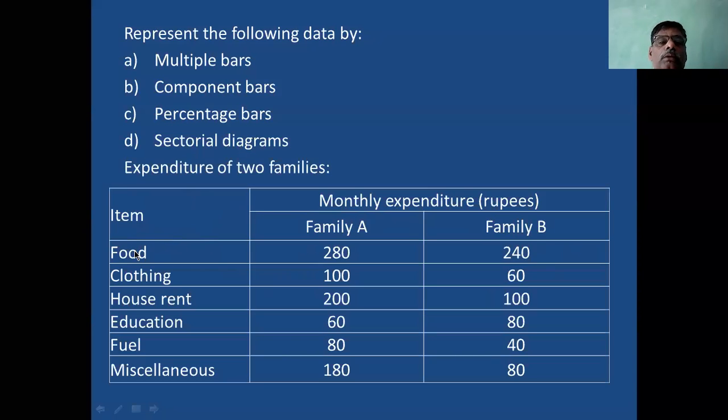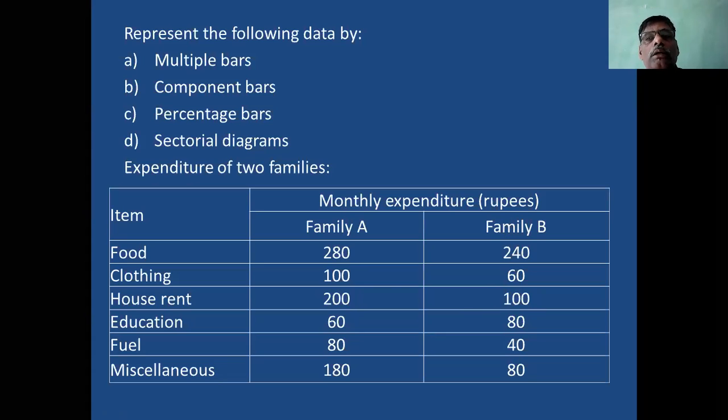Items of expenditure: food, clothing, house rent, education, fuel, miscellaneous. Family A's expenditure is 280 rupees, 100 rupees, 200 rupees, 60 rupees, 80 rupees, 180 rupees. Family B is 240, 60, 100, 80, 40, and 80. This problem has two sets of data. In this problem, there are two sets of statistical data.